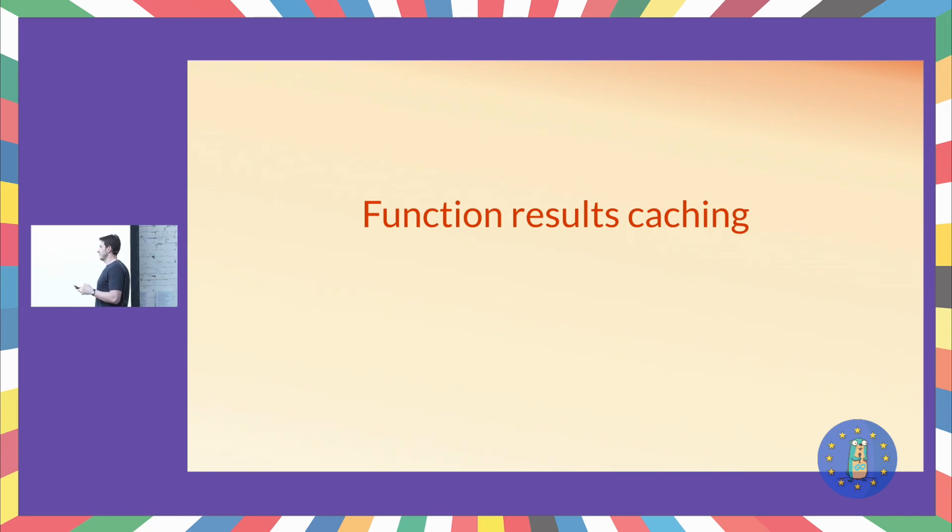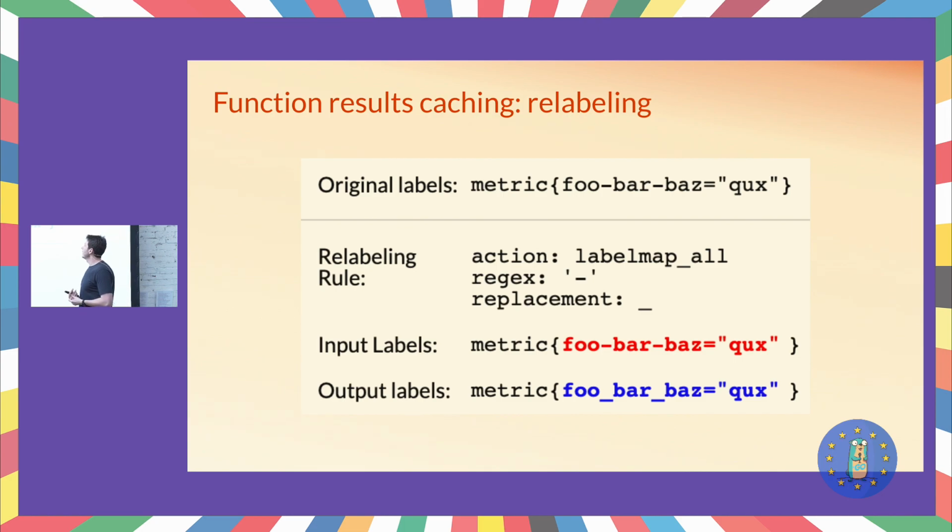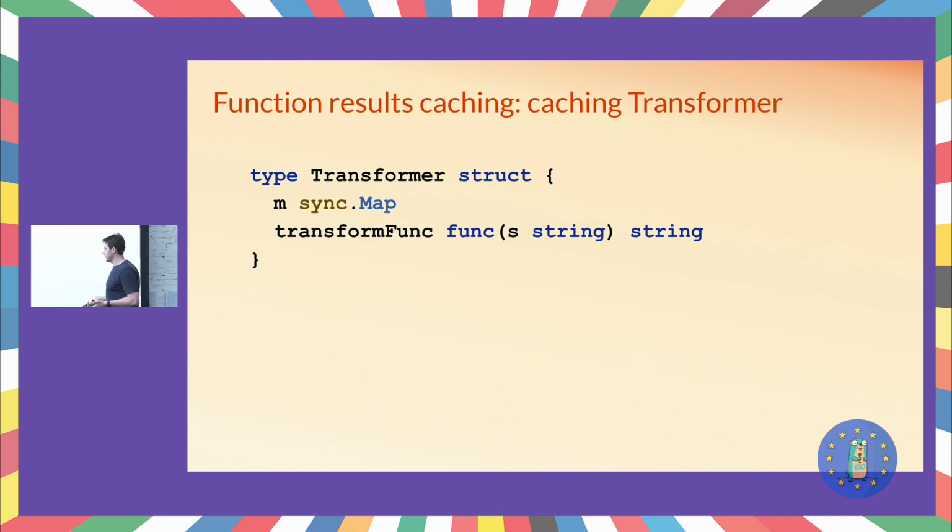OK, another optimization: function results caching. It is also really simple. In VictoriaMetrics and in Prometheus, there is a thing called relabeling, which basically allows users to modify the data that they scrape before it gets to the database. For example, we want to replace all dashes in label names with underscores to make them uniform. This transformation will happen each time you scrape some metrics, but it will happen each time for the same label names, right? So it would be nice if we didn't do this all the time for the same data.